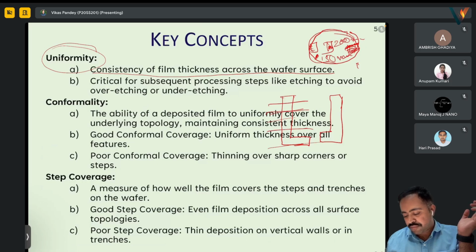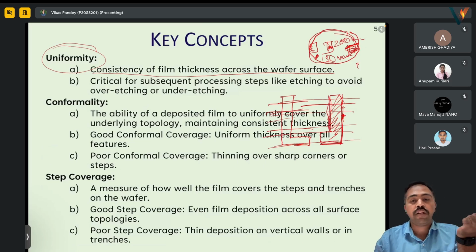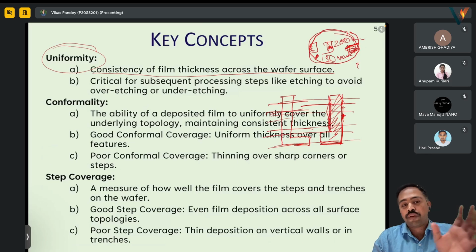So if it is giving us uniform thickness throughout, then it is conformal. But it might happen that it is depositing well here, but in these parts it is very thin or it is not getting deposited on these corners. This corner it is deposited, but this corner it is not deposited. In this case, it will be called a poor conformal coverage.